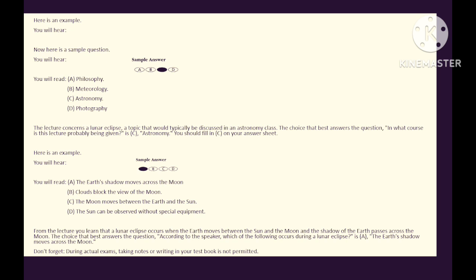From the lecture, you learned that a lunar eclipse occurs when the Earth moves between the sun and the moon, and the shadow of the Earth passes across the moon. The choice that best answers the question, according to the speaker, which of the following occurs during a lunar eclipse, is A. The Earth's shadow moves across the moon. Don't forget, during actual exams, taking notes or writing in your test book is not permitted.